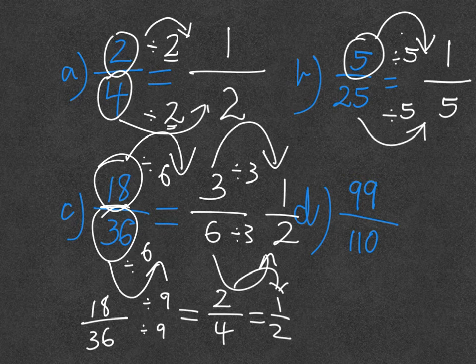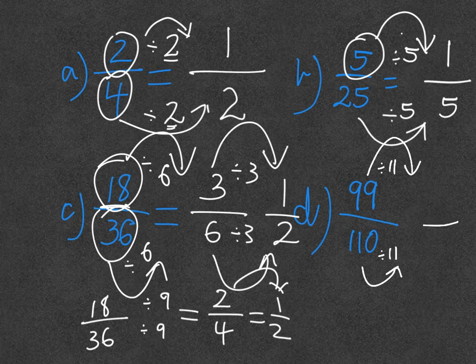So you paused. What number did you come up with? Was it number 2? Was it 3? Was it 5? No. Hopefully, you said to yourself, let's divide this by 11, Mr. Saxon. So we have 99 divided by 11, we have 9. And 110 divided by 11, we would have 10.